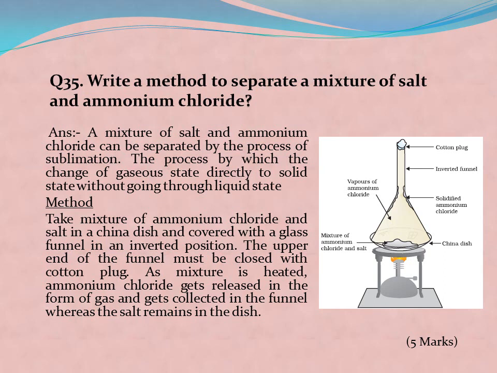Take a mixture of ammonium chloride and salt in a china dish covered with a glass funnel in an inverted position. The upper end of the funnel must be closed with a cotton plug. As the mixture is heated, ammonium chloride gets released in the form of gas and gets collected in the funnel, whereas the salt remains in the dish.